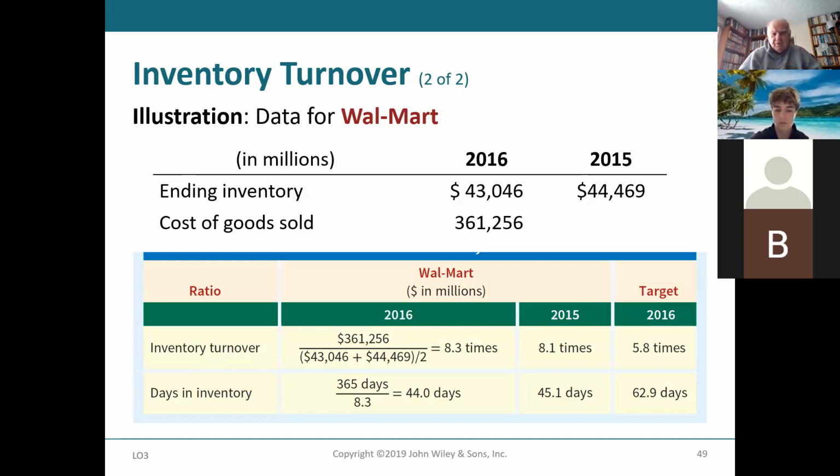The ending inventory was 43,046 at the end of 16. At the end of 15, it was 44,159. So we're just going to average those two numbers in the denominator. We're going to put the cost of goods sold up here in the numerator, and we get a turnover of 8.3 times. We divide that into 365 days, representing a year. We get 44 days. What that tells us is that Walmart sells its product in 44 days. From the time the product arrives at the store, it takes Walmart 45 days to get it out to a customer. And that's obviously a very, very important thing to know.